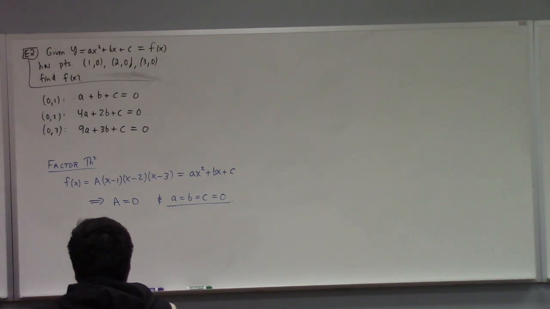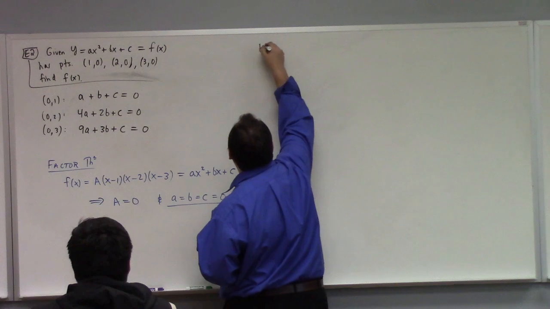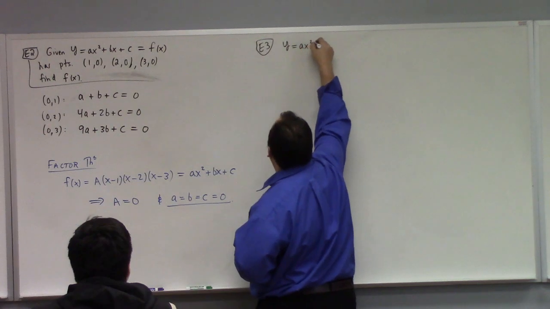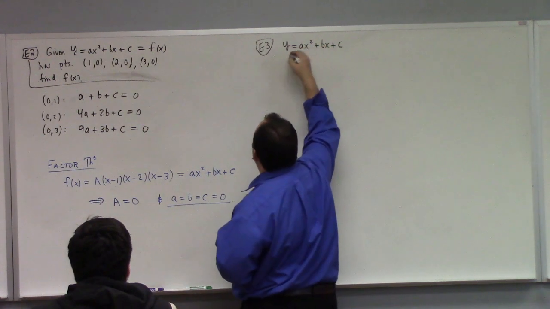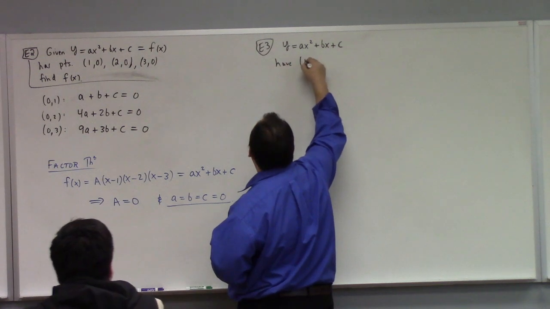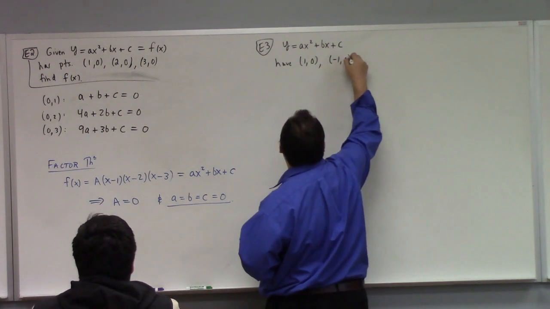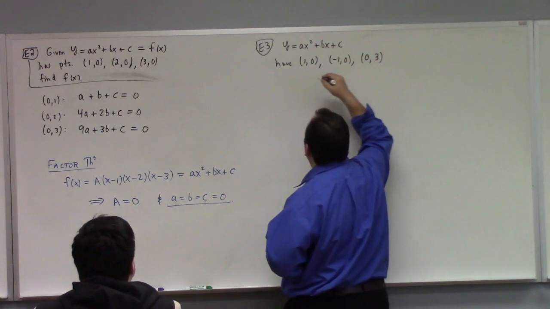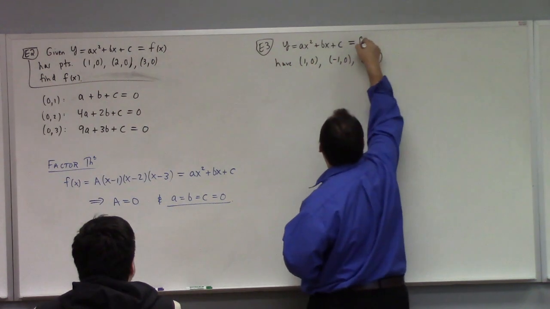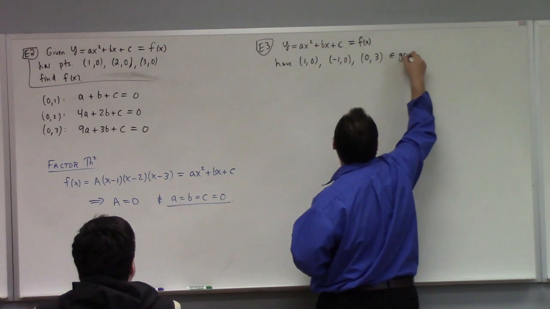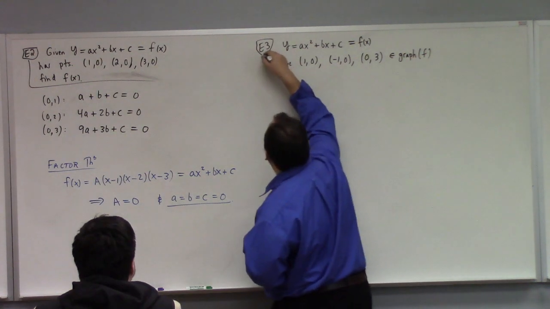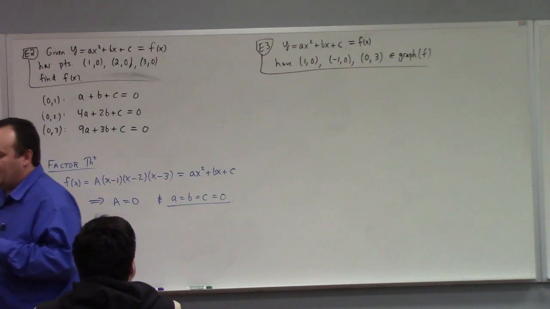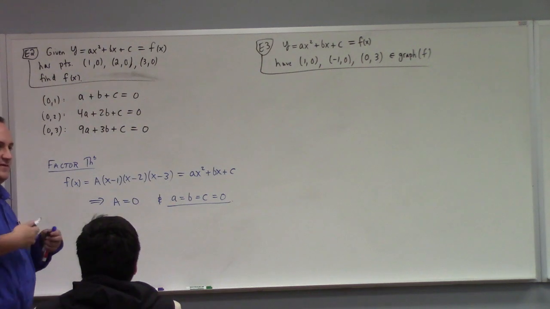A less weird version of this problem, while I'm chasing this rabbit for you guys, since you're here, is a less disconcerting version. You could have, let's say, (1, 0), (-1, 0), and (0, 3) on the graph, right? We could solve it like we did example one, but what would be smarter is to use the factor theorem.